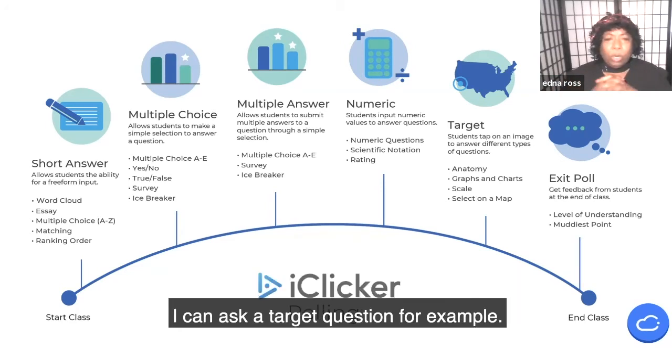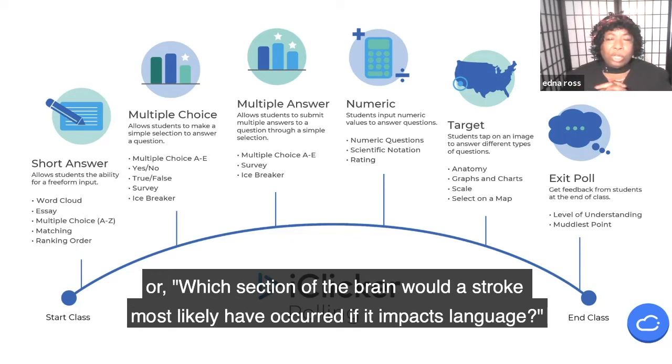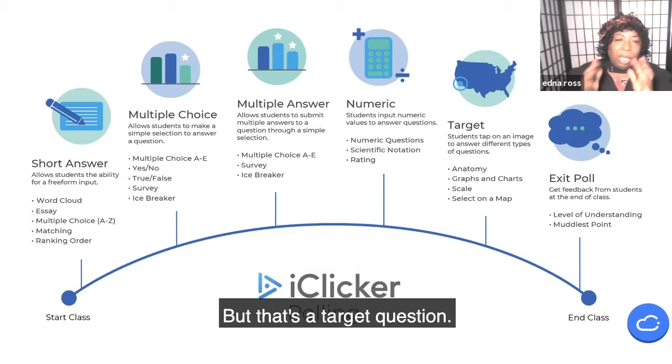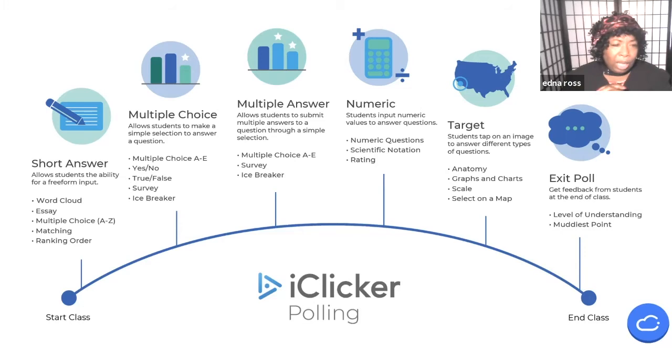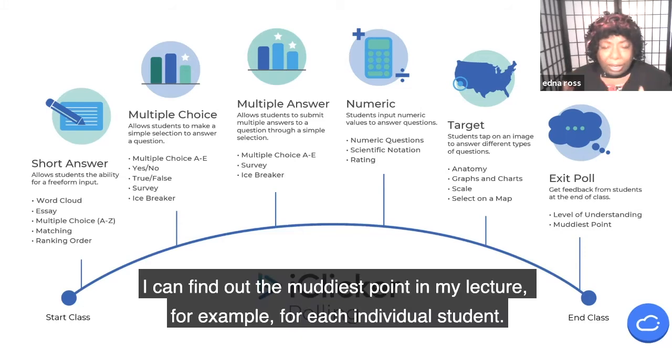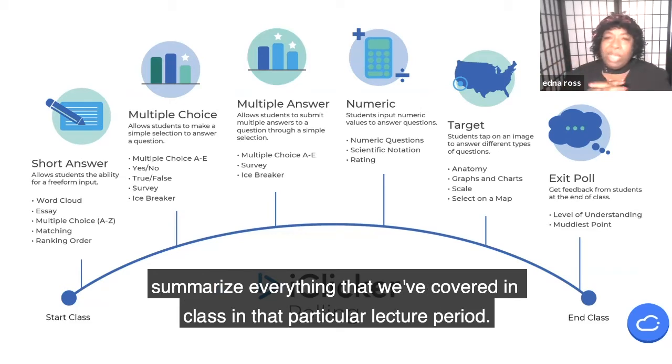I can ask a target question. For example, I can put up a picture of the brain and ask the question, where is the language center located? Or which section of the brain would a stroke most likely have occurred if it impacts language? That's a target question. And very useful is the exit poll. I can find out the muddiest point in my lecture, for example, for each individual student, or I can ask a question that they can answer for me that will hopefully summarize everything that we've covered in class in that particular lecture period.